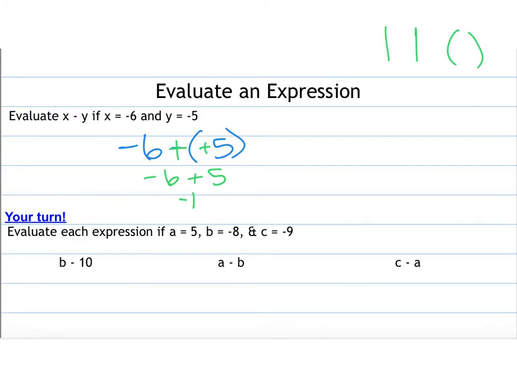Next one, I want you to try these three on your own, so pause, try them, and then come back and watch. Evaluate each expression if a equals 5, b equals negative 8, and c equals negative 9. So we have b minus 10, so we're going to plug in negative 8 minus 10. Now we follow our rules. Since it is a subtraction problem, we make it into addition, and we change the sign of the second number. Since it's a positive 10, we make it a negative 10. Negative 8 plus negative 10 is a negative 18.